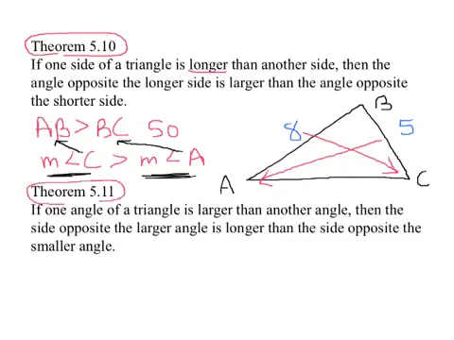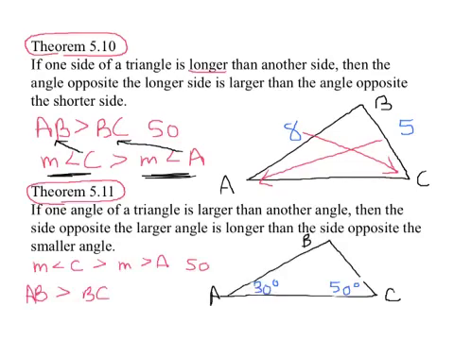Next, theorem 5.11. If one angle of a triangle is larger than another angle, then the side opposite the larger angle is longer than the side opposite the smaller angle. This is the converse. So let me draw a picture. Here I have a triangle, ABC. Measure of angle A is 30, measure of angle C is 50. So the measure of angle C is greater than the measure of angle A. So we know that that's across from there. So AB has to be bigger than BC.